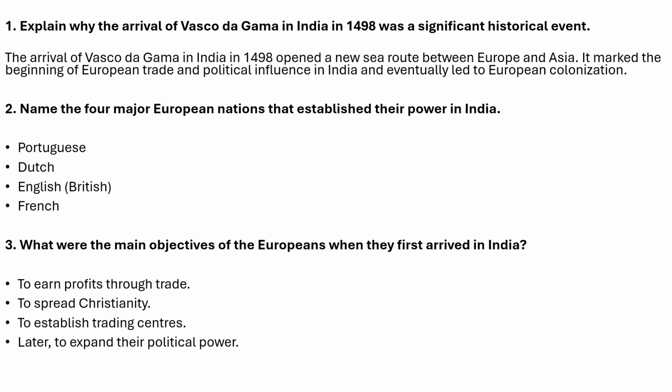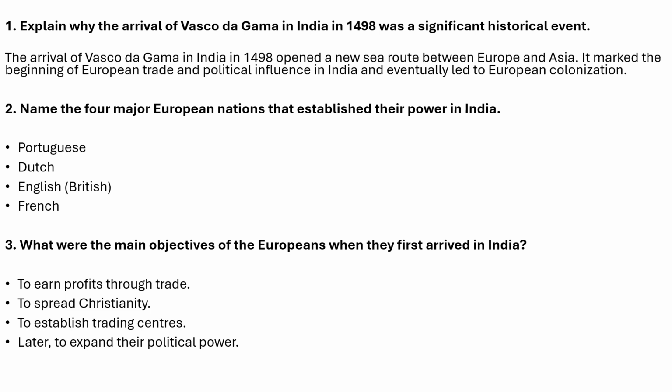Explain why the arrival of Vasco da Gama in India in 1498 was a significant historical event. The arrival of Vasco da Gama in India in 1498 opened a new sea route between Europe and Asia. It marked the beginning of European trade and political influence in India and eventually led to European colonization.